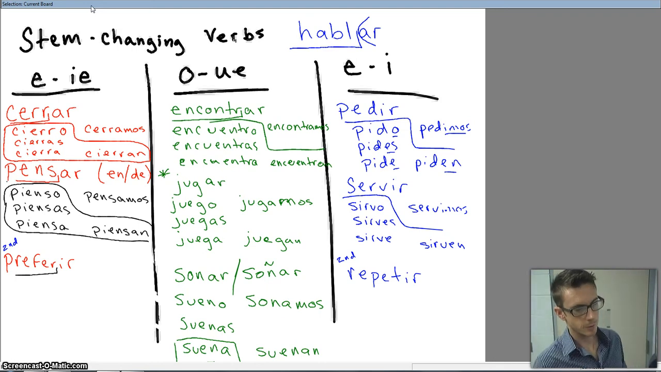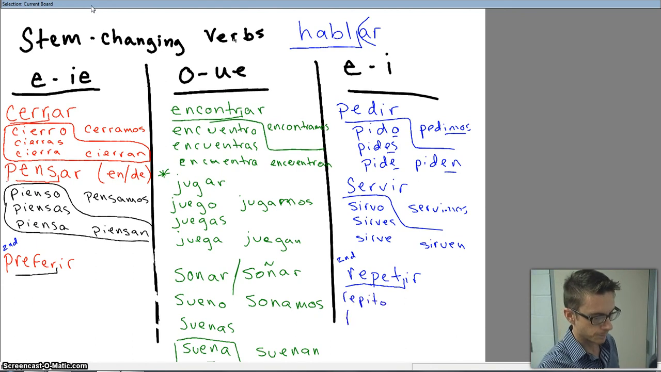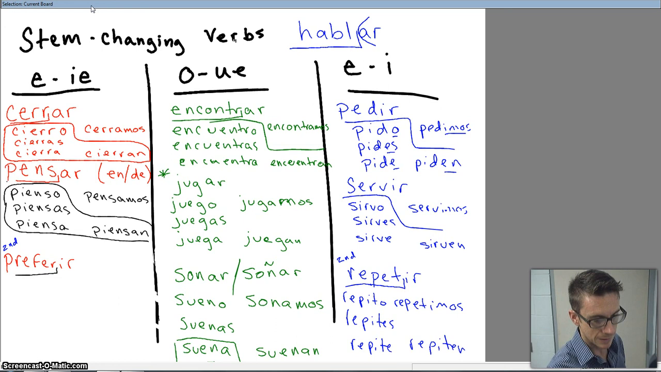Now I have second written up here again. What do you think that's for? If you take a look, there's our stem. You've got two E's. You've got the possibility of stem changing with two E's. But what's it gonna be? Right, the second one, or if you like to think about it, the one right before the infinitive ending. So it's repito, repites, repite, repetimos, no stem change in nosotros, and repiten.